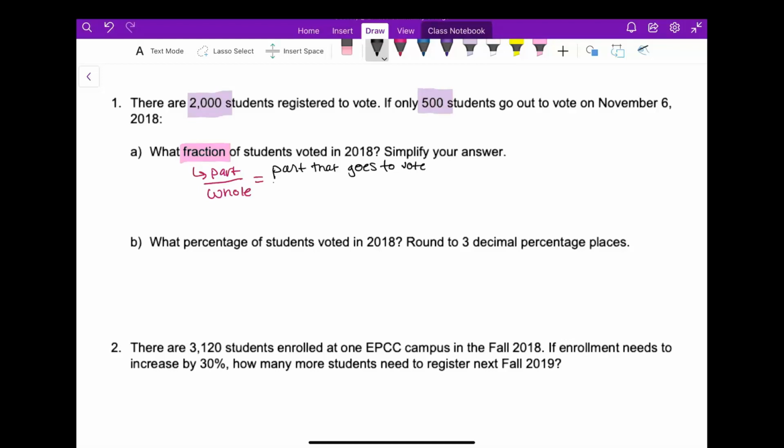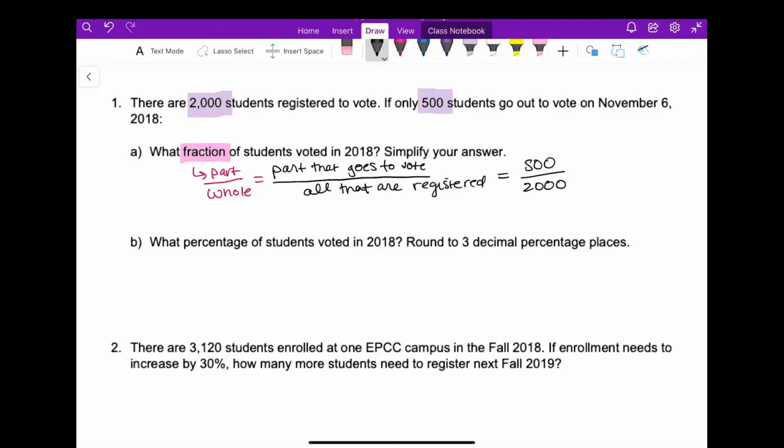And I mean the part of the students. And then all of that are registered. So putting all of this information together, we have 500 over 2,000. Beautiful. All right, let's simplify.